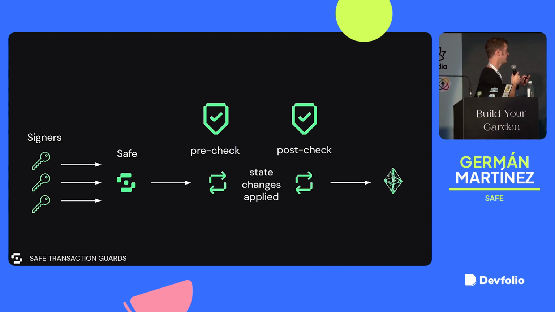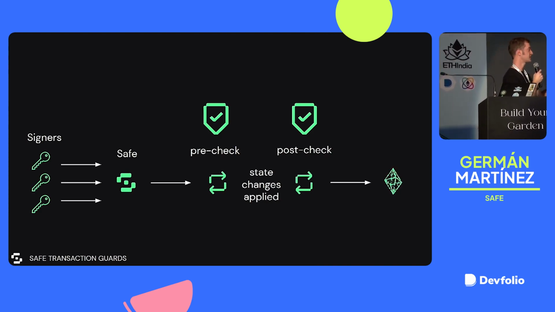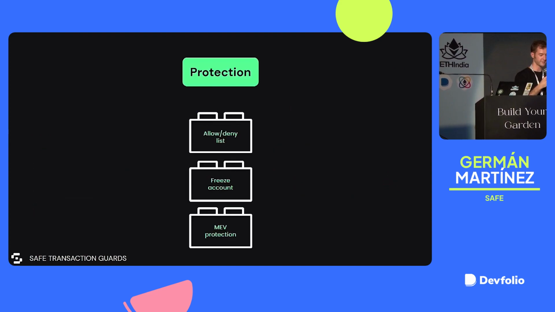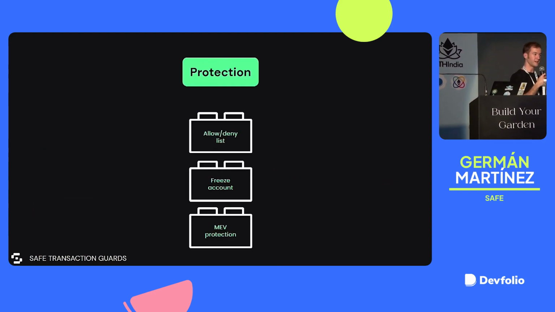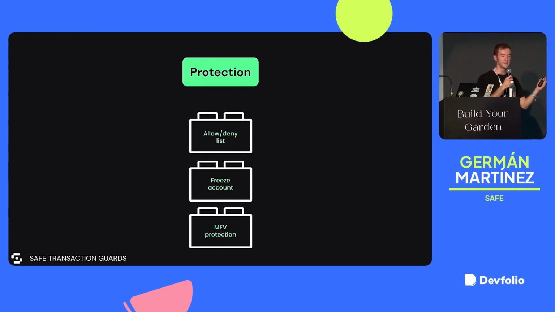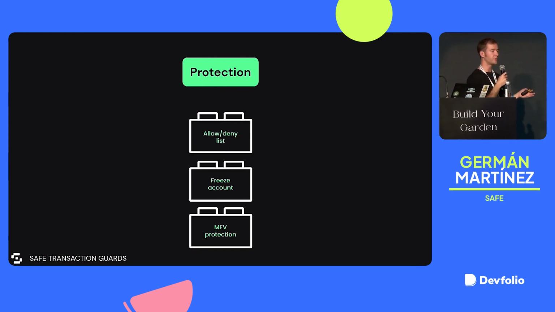If the checks that are there pass, the transaction will be successful. Otherwise, the transaction will fail and you won't be able to execute it. We saw the advantages, or how the functionality can be expanded with the modules. What transaction guards add is basically more protection. You can define an allow list or deny list. You can freeze an account, etc.